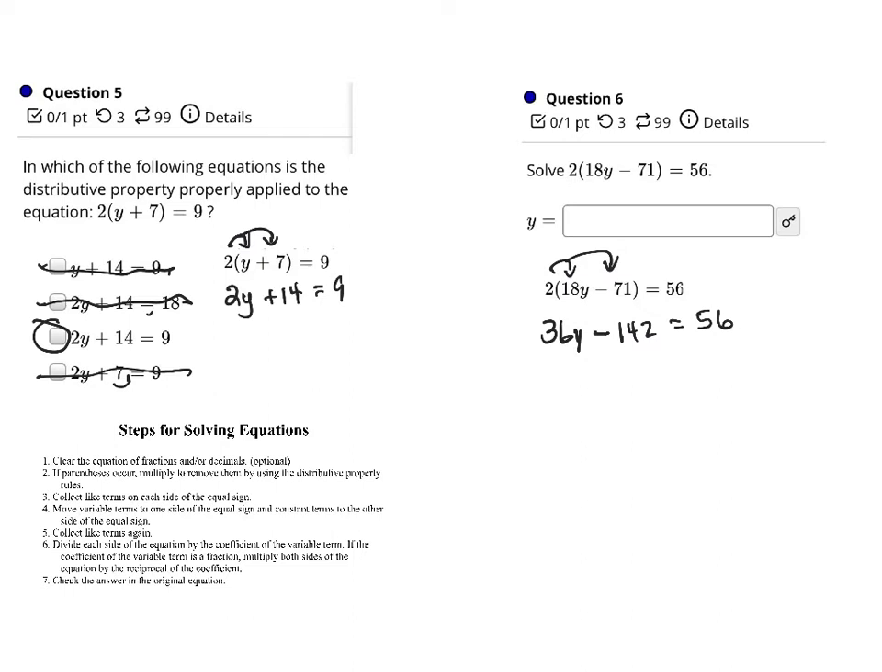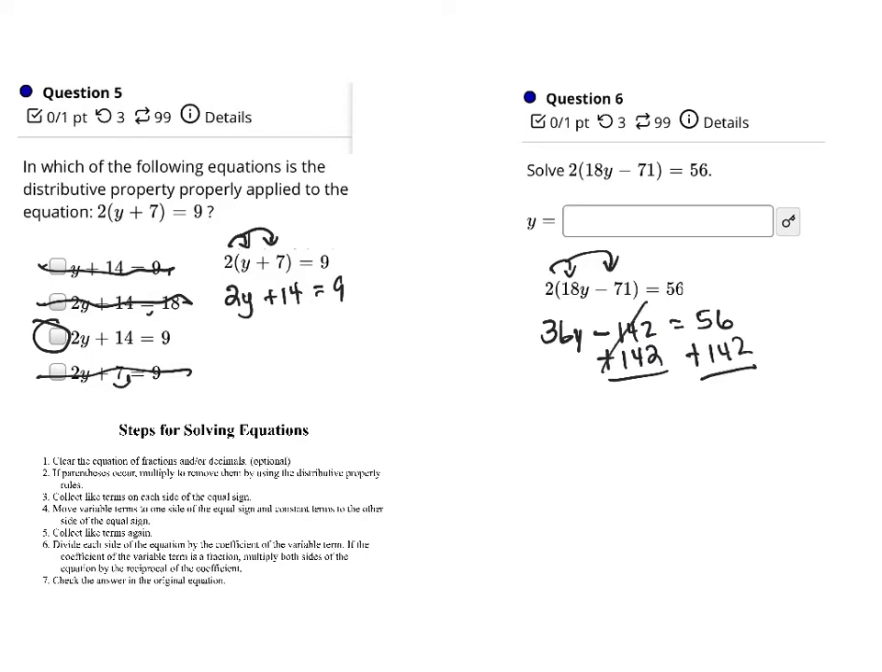So now we're going to collect like terms. Well, there are no like terms to collect. We have a y term on the left and a constant term, so you can't add those together. You can only add y terms with y terms, and we have just a 56. So what we're going to do is move this 142 to the other side. We're subtracting 142, so the opposite of subtracting is to add. So we're going to add 142 to both sides.